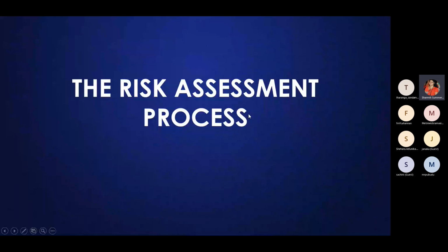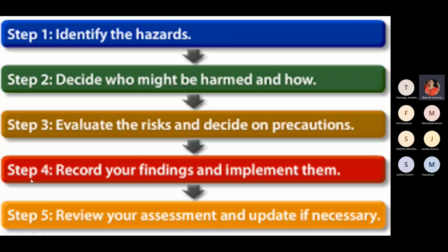Then we'll move on to the risk assessment process. In the risk assessment process there are 5 steps, and in this order we are going to assess the risk. First we need to identify the hazard. What is the hazard? Whether it is a physiological hazard or a psychological hazard, we need to identify the types of hazard. Then we need to decide who might be harmed. With this hazard, who can get harmed, and how they are going to get injured in their health by that hazard.